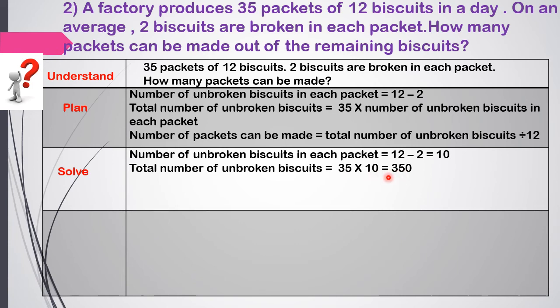You can add on 0. It is easy to find out. So total number of unbroken biscuits are 350. So 350 biscuits are there. So now we have to find out the number of packets that can be made. In each packet it contains 12 biscuits, isn't it? So 350 divided by 12.